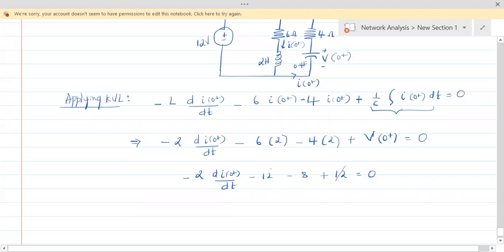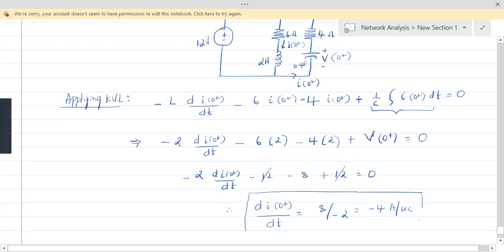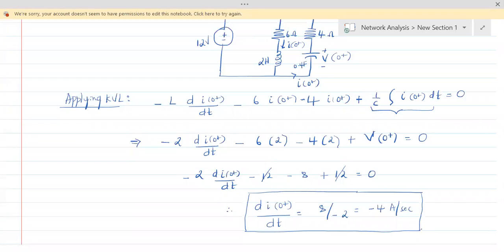So this and this go off, so what you'll be left with, therefore, is di of 0 plus by dt would be what? 8 by minus 2, and that would give you minus 4 amperes per second. Is this okay with you, everybody? So we have found out the first order differential of the current. How to find out the second order differential is the question. How to find out the second order differential?